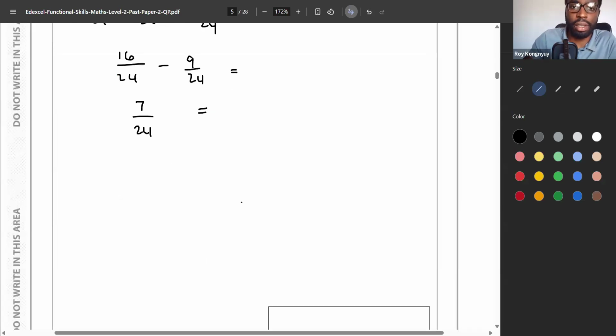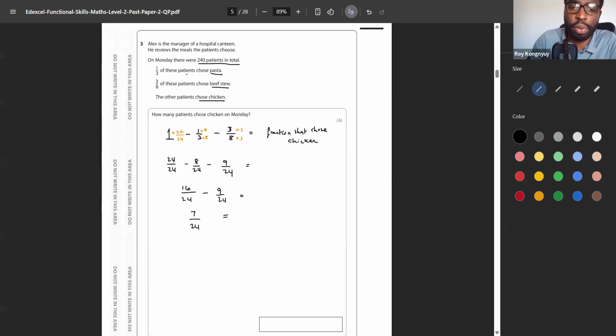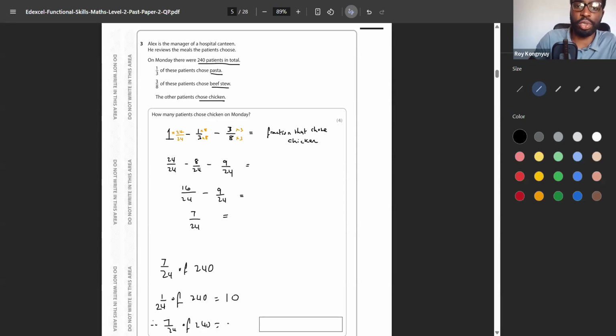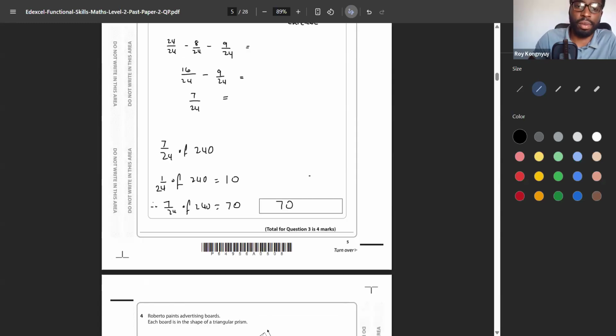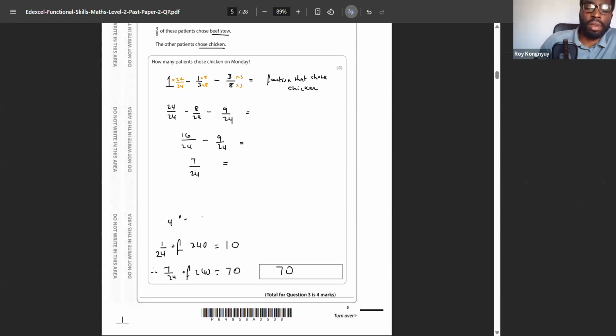So we simply have to take our total and find 7 24ths of 240. So 1 24th of 240 will be 240 divided by 24. It's 10. Therefore, 7 24ths would be 70. So 70 chose chicken. That's it. Hopefully that made sense.